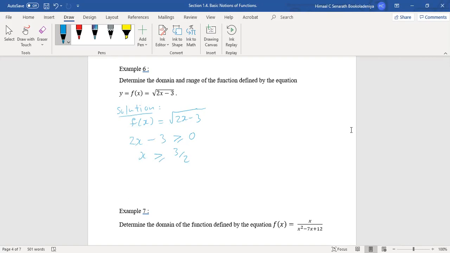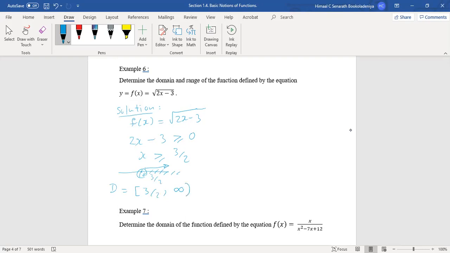Right? x greater than or equal to 3 over 2. Now if you do this on the number line, we have 3 over 2, and since we shade the circle, greater than is always to the right. This means from here all the way to positive infinity. Therefore, we can write the domain quite easily, including this point 3 over 2, to infinity.